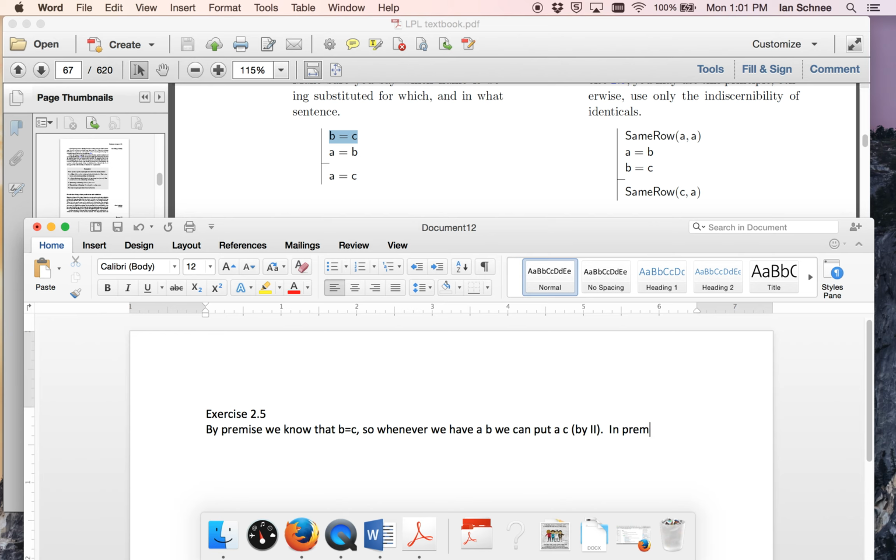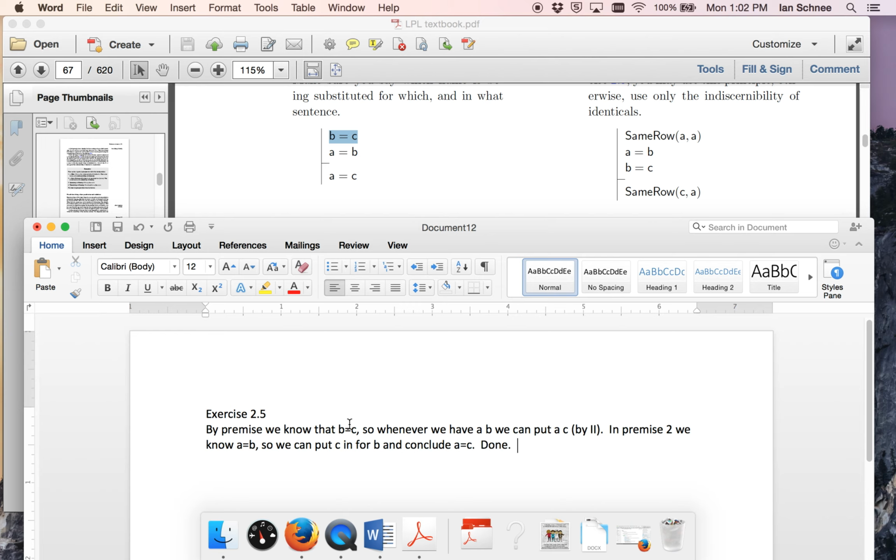Now in premise 2, let's find the place where we have the B where we want to put a C. Well, that's the second argument place of premise 2. So in premise 2, we know that A equals B, so we can put C in for B, that's by II again, and conclude A equals C, and then we're done.